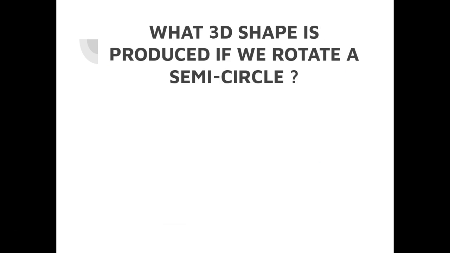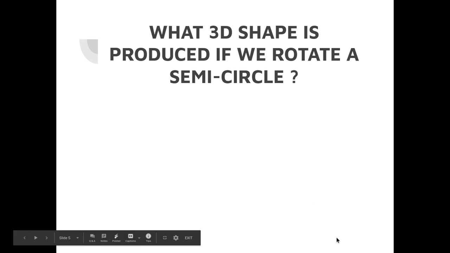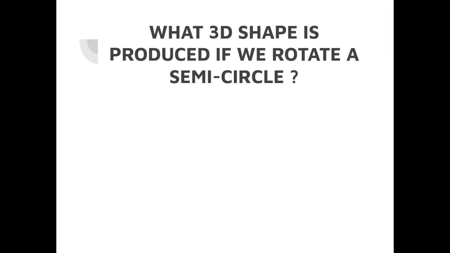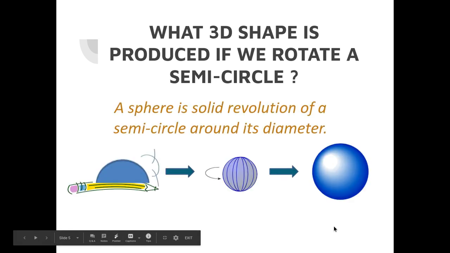What 3D shape is produced if we rotate a semicircle? Think about that for a moment. Now, if you were thinking, but you have to tell me where the rotational axis is, you're right, because it does matter where you put the rotational axis. Take a look at the picture. If the rotational axis is right along the diameter of the semicircle and you rotate about that, then indeed you're getting a sphere.